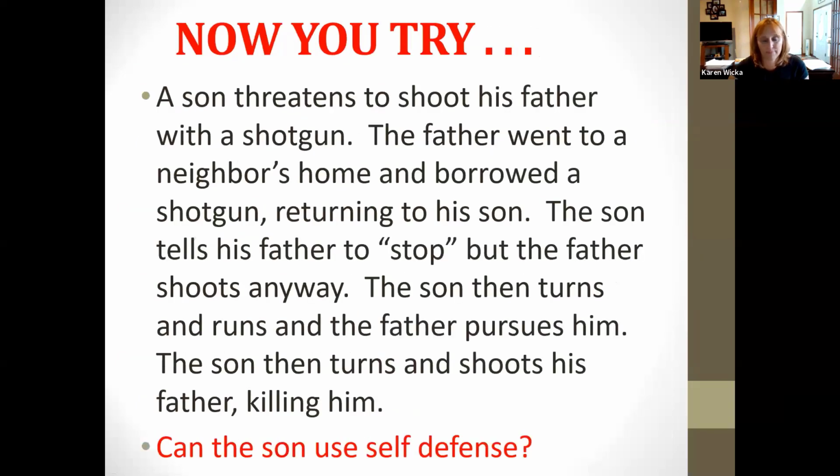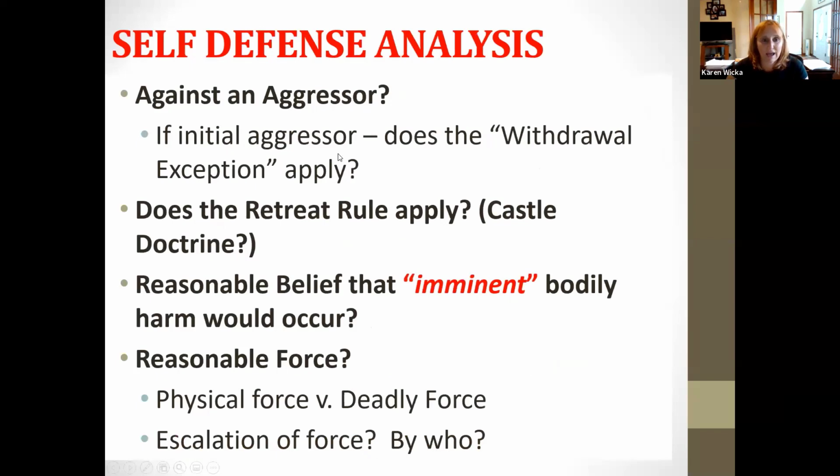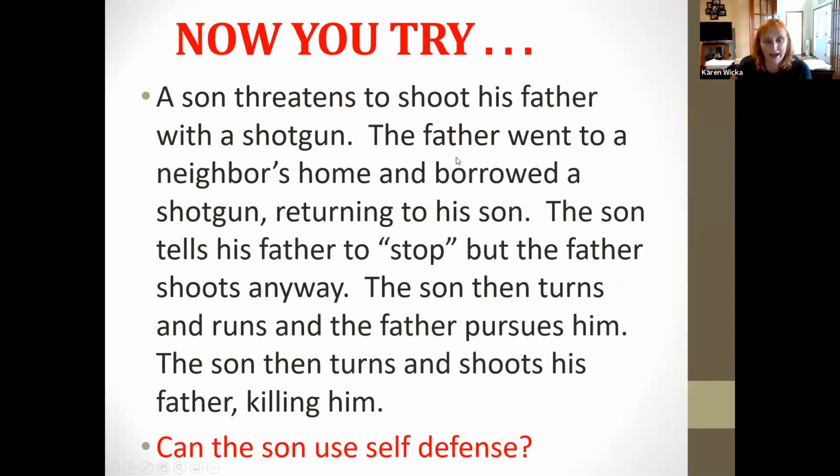Okay, so the first question is, who is the initial aggressor? So in this scenario, the son is the initial aggressor, right? So you would say the son loses their self-defense. But if it is the initial aggressor, does the withdrawal exception apply? So in this case, did the son try to stop, try to withdraw, and then was still attacked by the non-aggressor, and therefore does the son's self-defense kick back in? Yes, possibly.